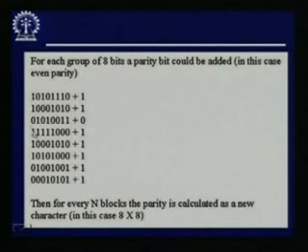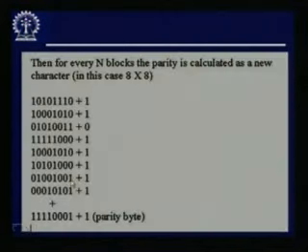Then for every n blocks the parity is calculated as a new character that I have mentioned. So, I have got parity on this side, I have got some parity bits on this side, all right. So, for this block of say 64 characters, I have got 8 plus 8 16 plus 1, 17 parity bits that I have used.